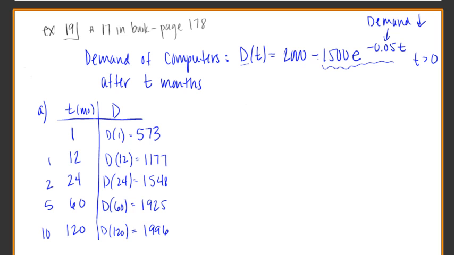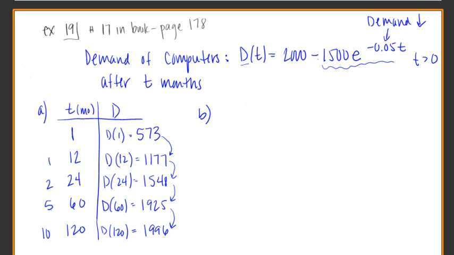Look what's happening here. In the first month, it was 573. 11 months later, it pretty much more than doubled in how much the demand was. Then after that, it didn't really go up a whole lot, maybe 400. Up there, not so much. And basically from year 5 to 10, over 5 years, all it went up was from 1,925 computers to 1,996.